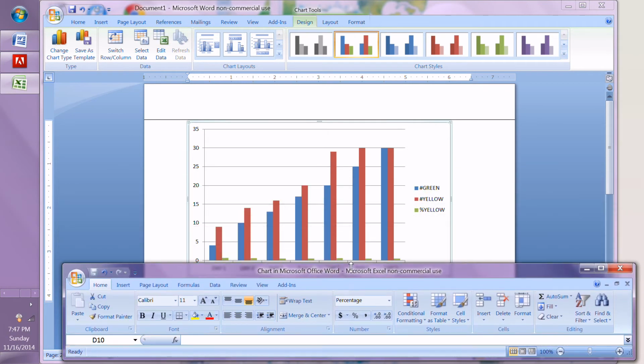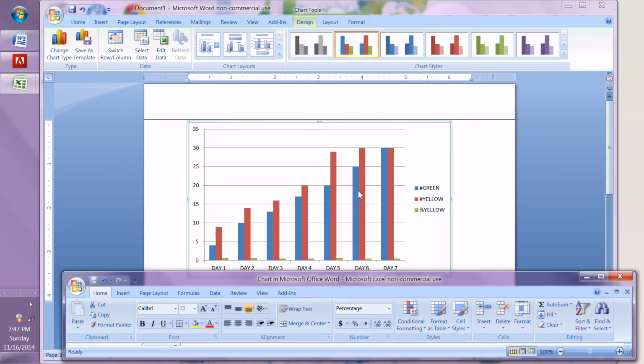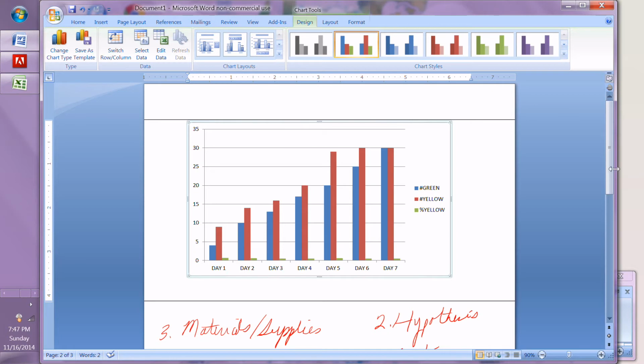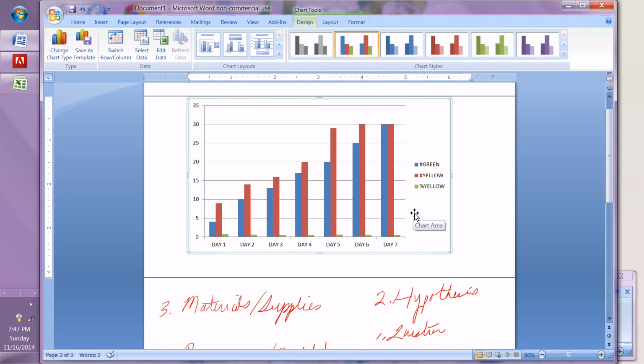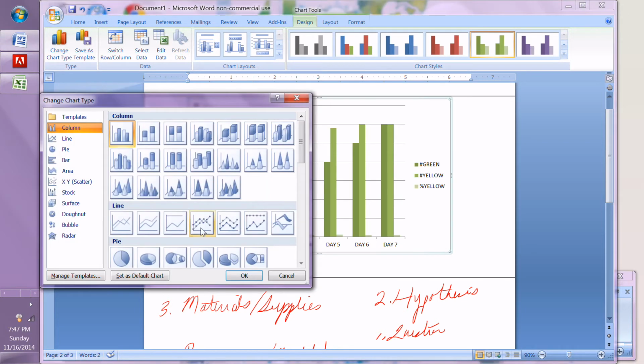And you can see here's your bar graph from that data. And you can see the number of green and the number of yellow and then your percentage. Now you can change your charts however you want. You can make them different colors, but you can also change the type.